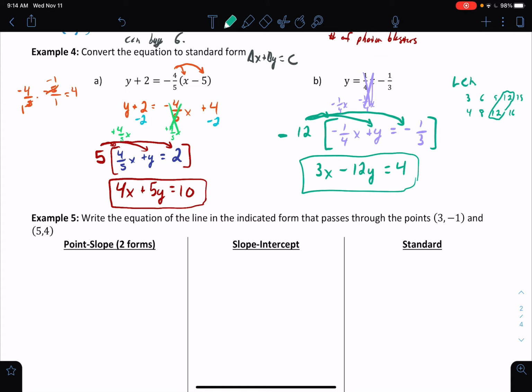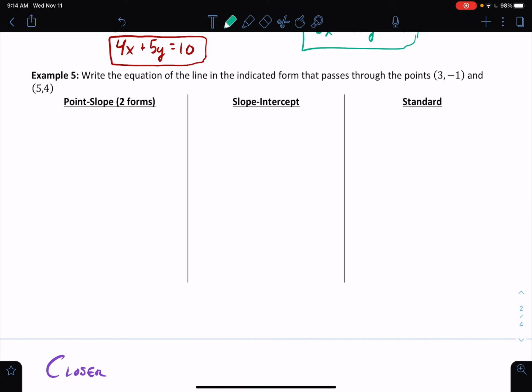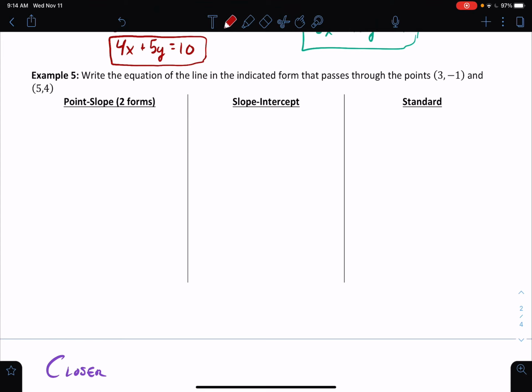All right, in example 5, write the equation of the line in the indicated form that passes through the points (3, -1) and (5, 4). So the first thing we need to do, because the point slope and slope intercept needs our slope, so we need to calculate what our slope is. So we've got x1, y1, and we have x2, y2. All right, so my slope is going to be 4 minus -1 over 5 minus 3.